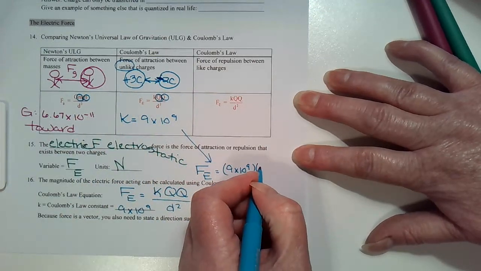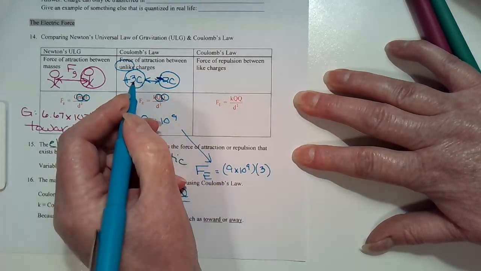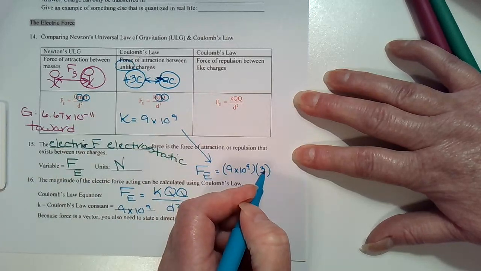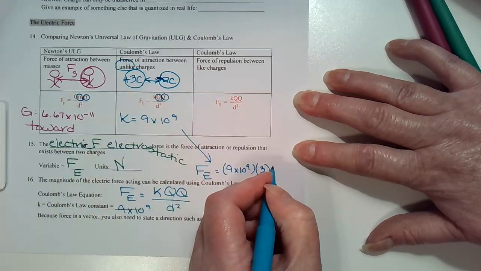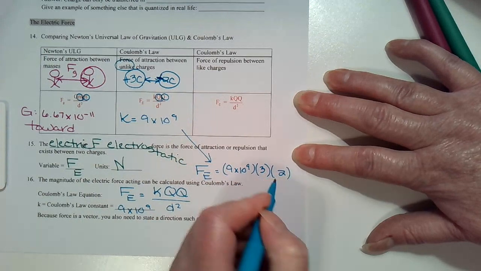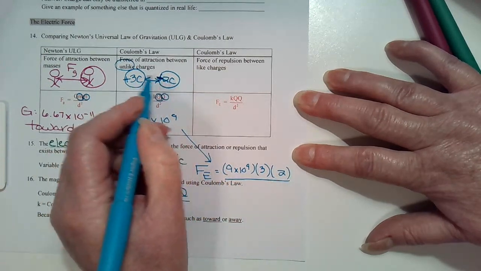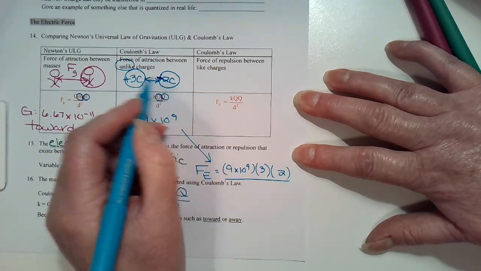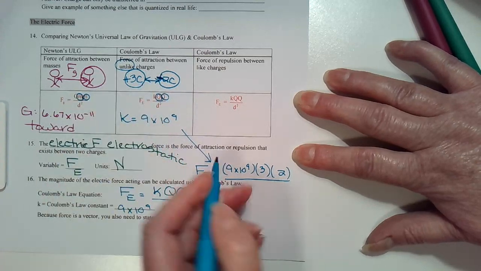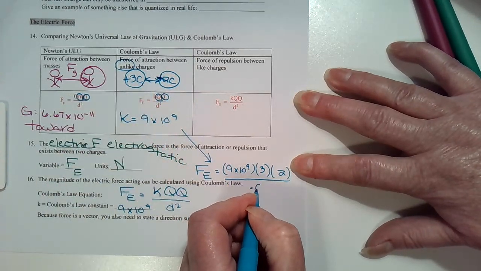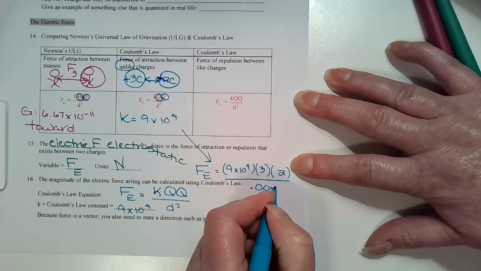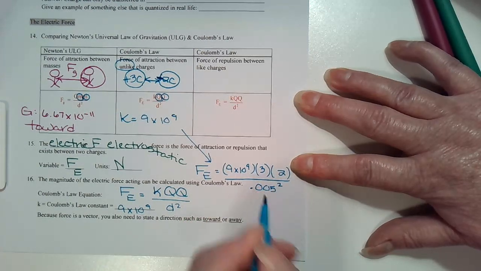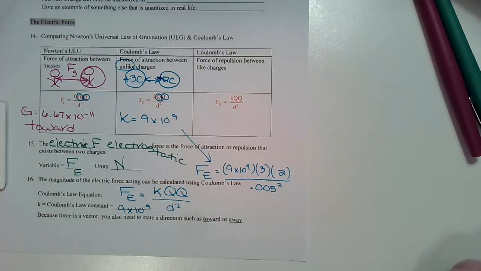So I'm just going to put 3. That's the charge of the first one in coulombs. It's got to be in coulombs. The second one's a 2. And then I would need to know how far apart they are in meters. I'm going to pretend they're pretty close, so I'll make this 0.005 meters, and then I'll square it. And we won't number crunch that right now, but that's how I would do that.